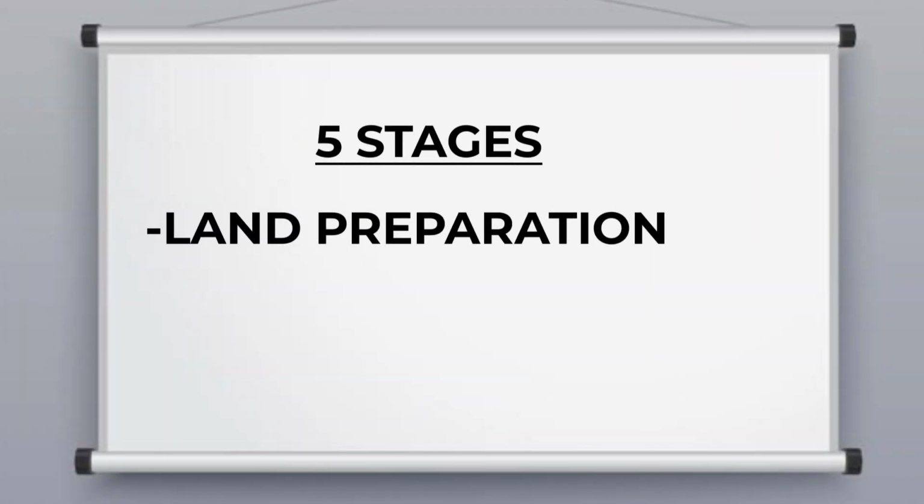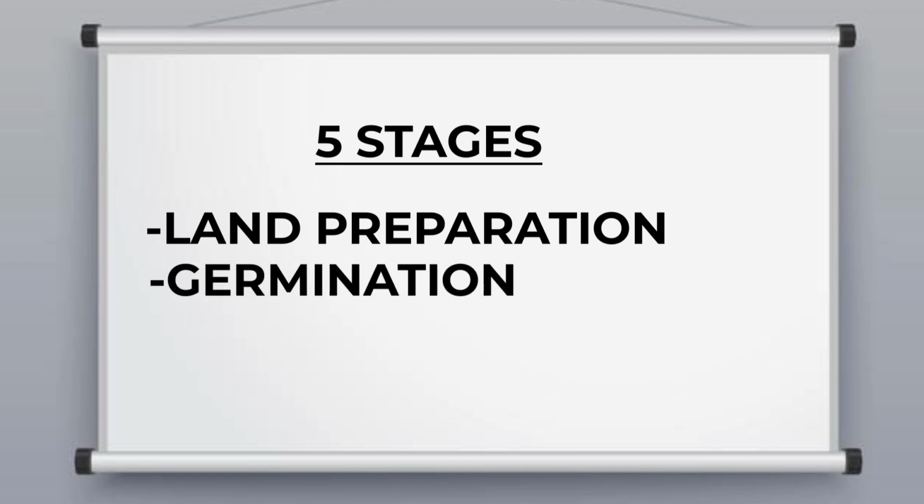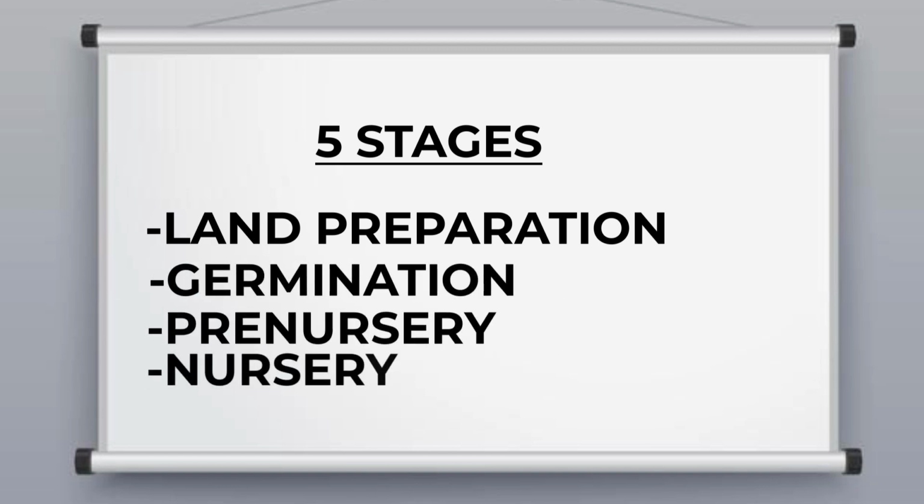The cultivation of this crop can basically be looked at under 5 stages. You have the land preparation stage, you have the germination stage, you have the pre-nursery stage, and then you have the transplanting stage. All right, talking about the land preparation.